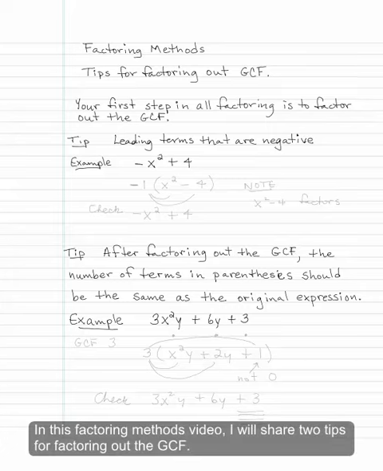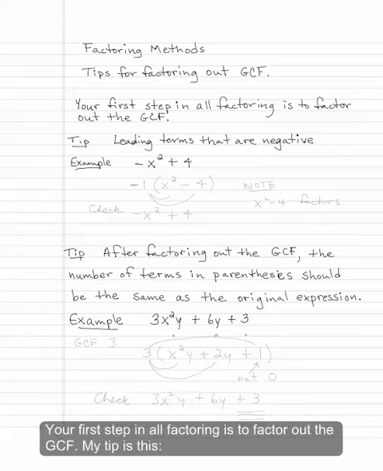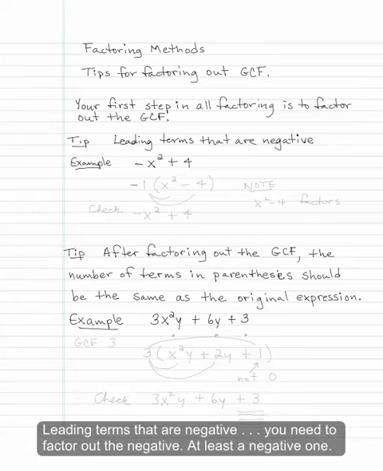In this factoring methods video, I will share 2 tips for factoring out the GCF. Your first step in all factoring is to factor out the GCF. My tip is this: leading terms that are negative, you need to factor out a negative, at least a -1.